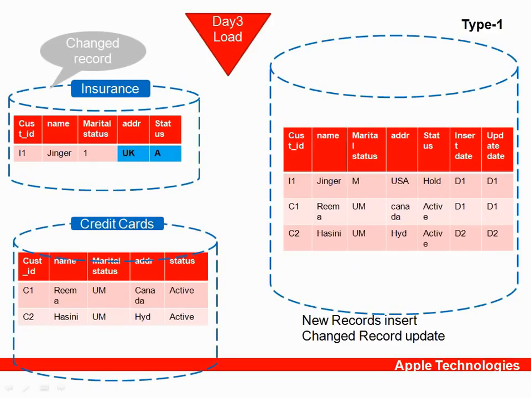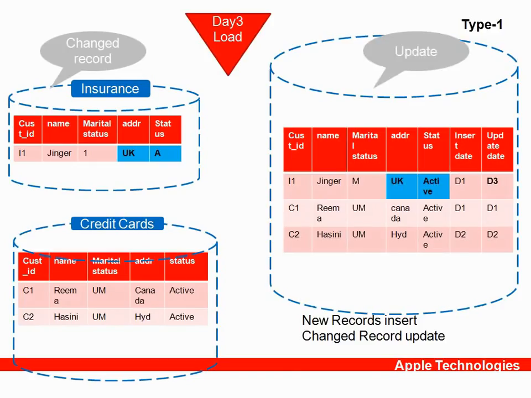So this is the change: UK. Take this data and update it as it is in your warehouse also. UK is there, so I am directly updating it. That's why the changed record you also update.